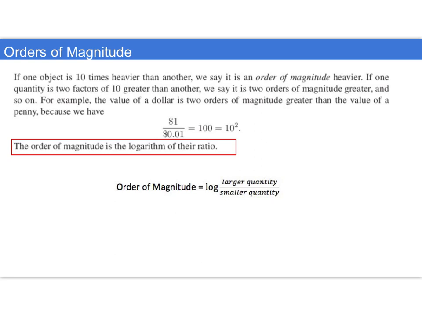So if you took the log of the larger quantity over the smaller quantity, that is going to give you the order of magnitude. Because remember, if you're doing that, you're really saying it's 10 to the what gives you that ratio, right? So it was 10 to the 2 that gave us that ratio of 1 over 0.1. So that's another place where we see logs.